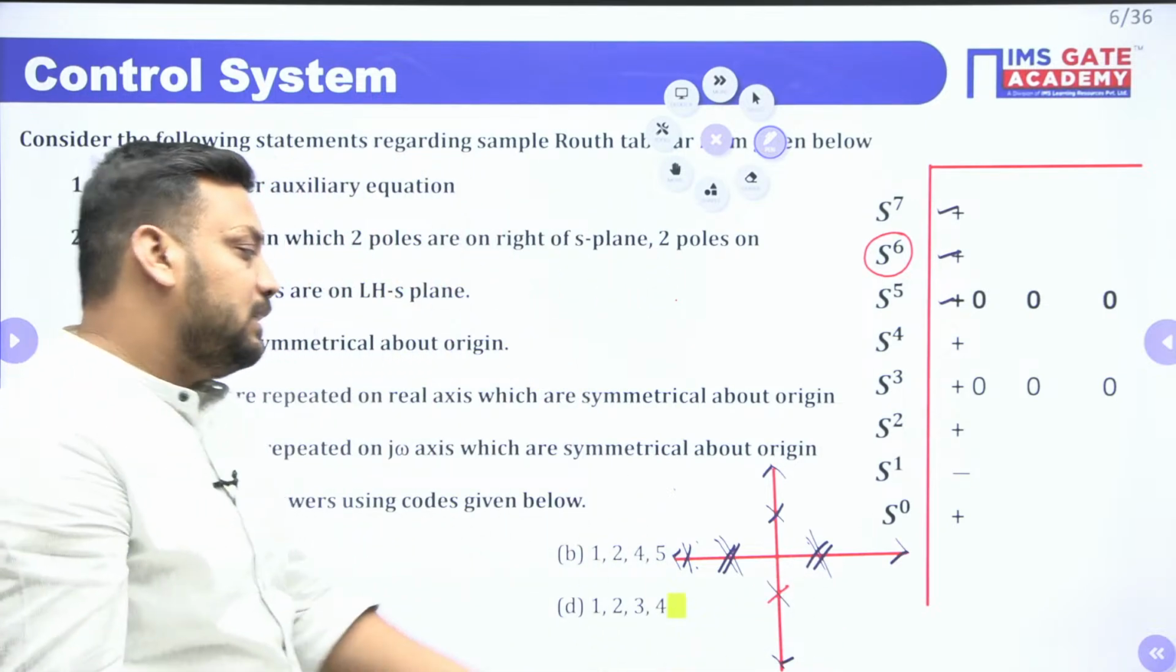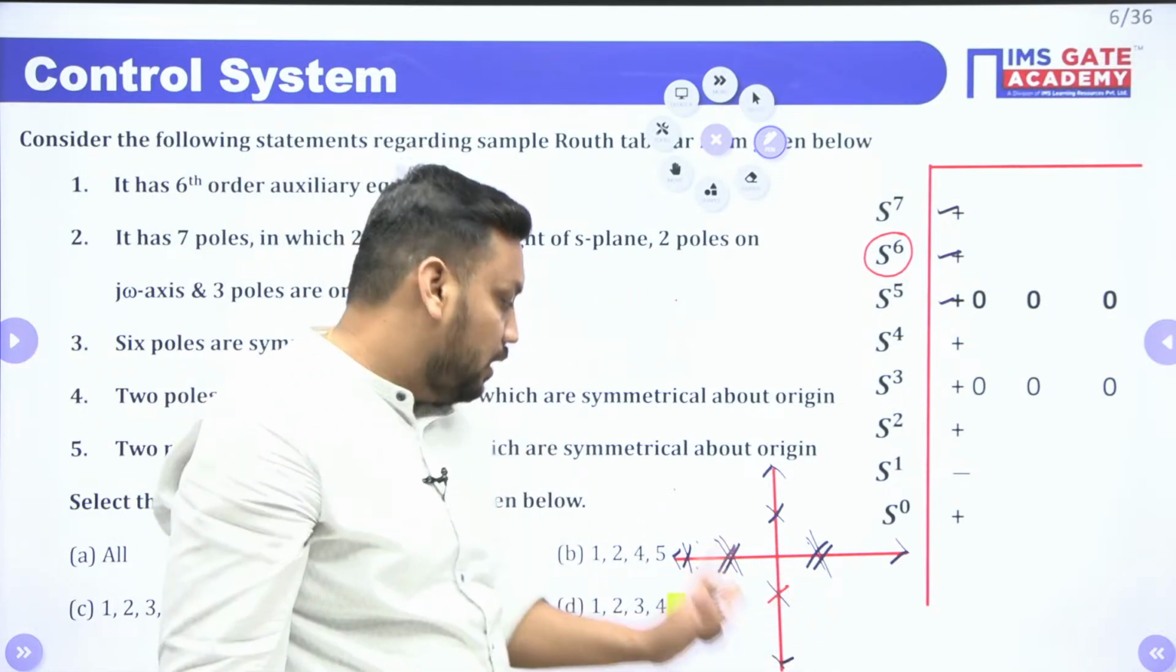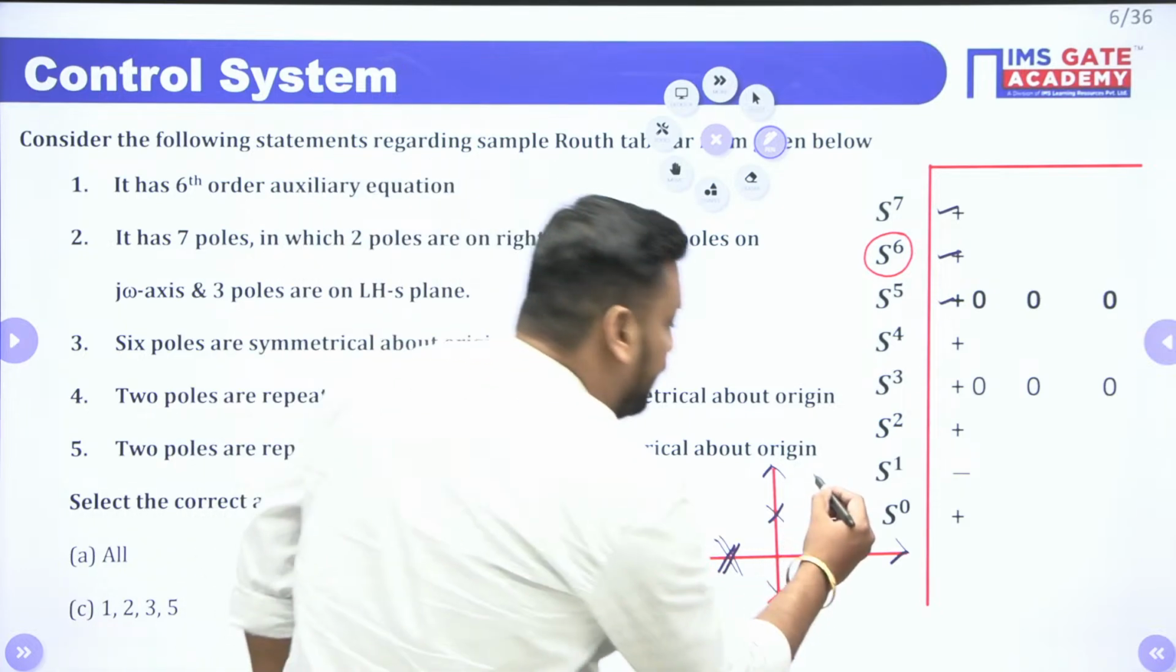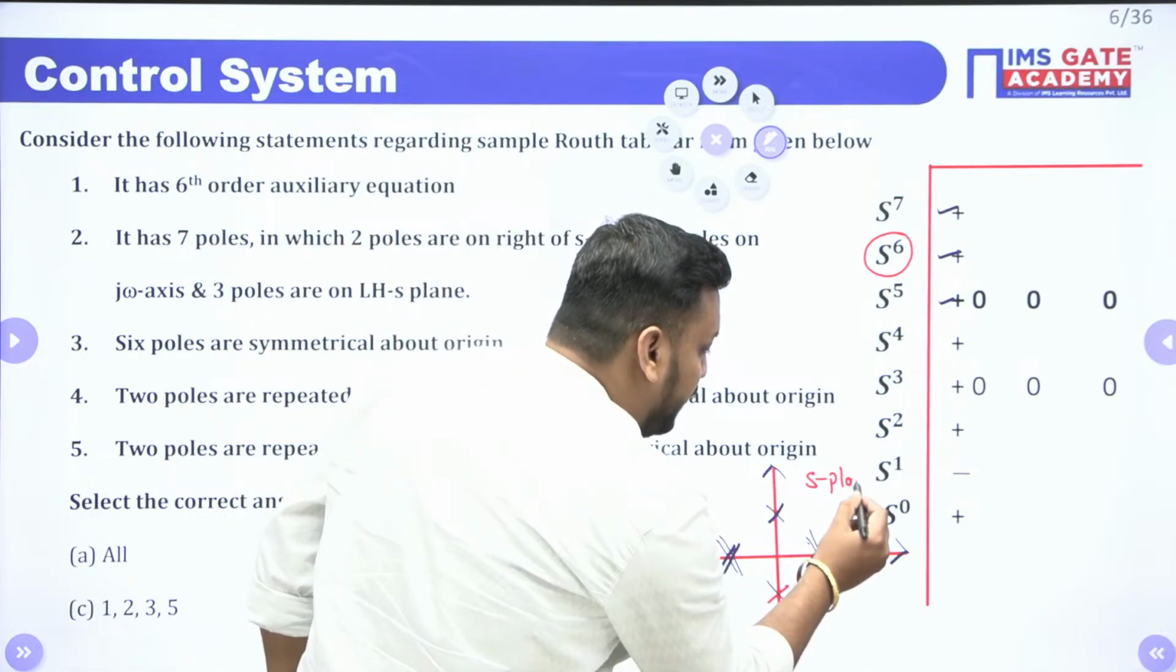So repeated symmetrical means placed at the same location. So this will be the actual S-plane diagram.